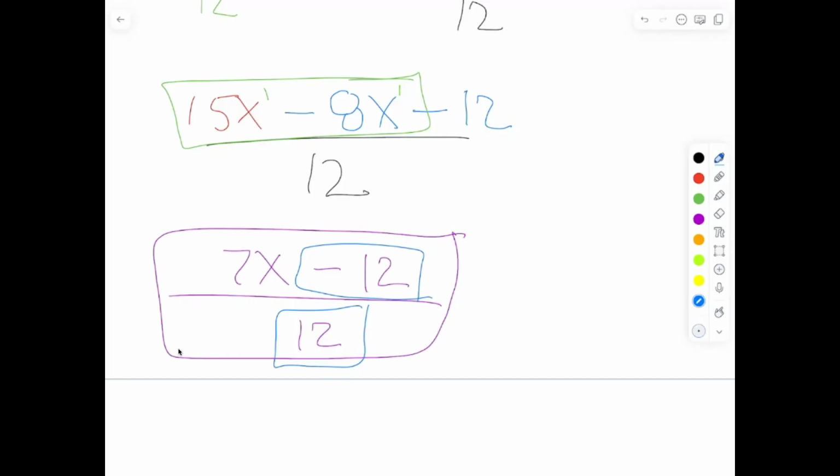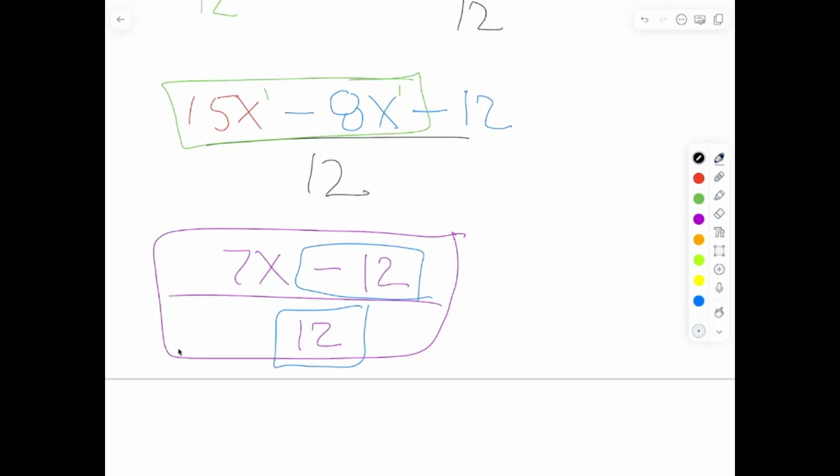Because you can't do the 7. It has the X on it. The 7x and the -2 are tied together. You cannot combine it or do nothing with that denominator.